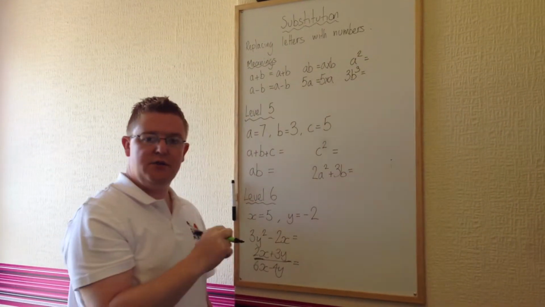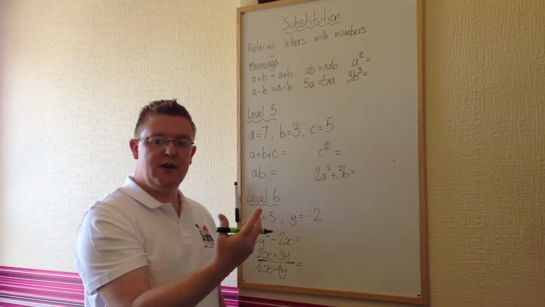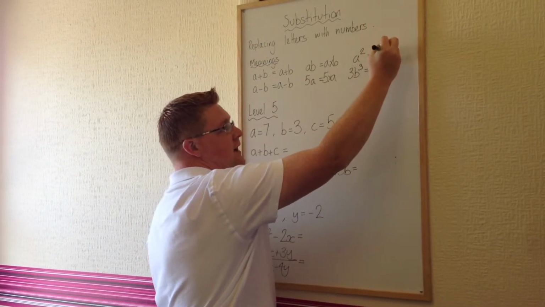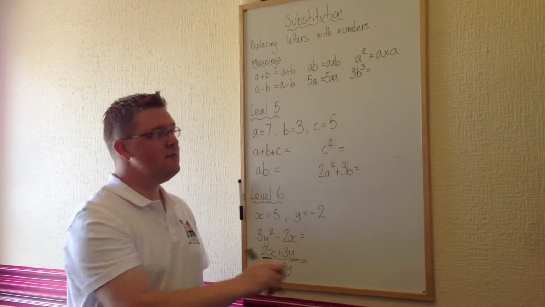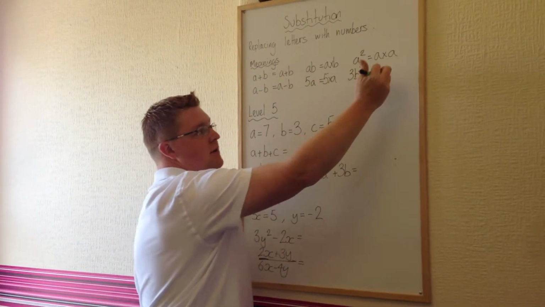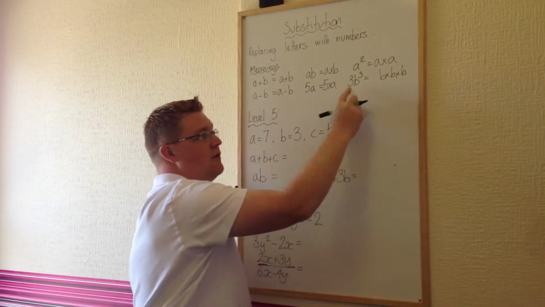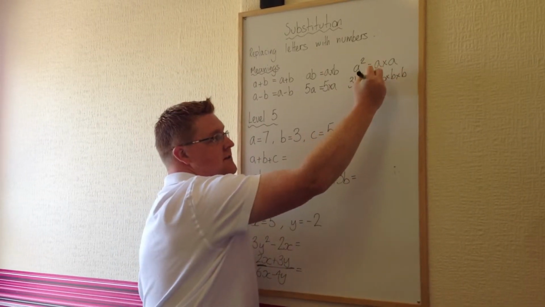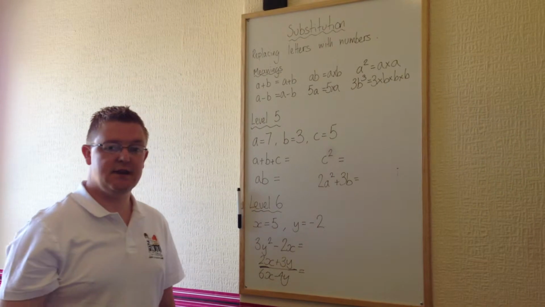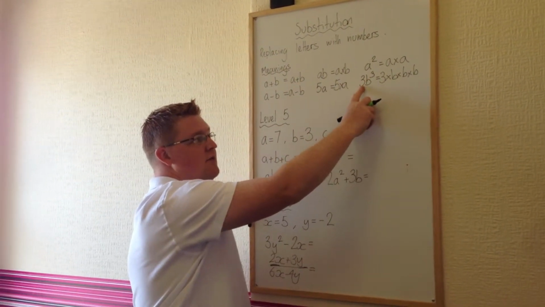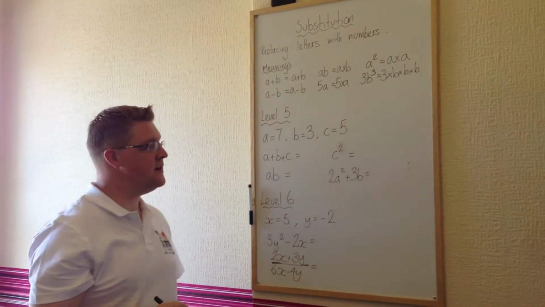A squared, well, if you think about our square numbers, if we were doing 5 squared, we'd do 5 times 5. So A squared must be A times A. And then if we have cubed, that would mean B times B times B. But we've got the 3 in front, so that's 3 lots of B times B times B. Remember to do the cubed first before you do the multiplying by 3.